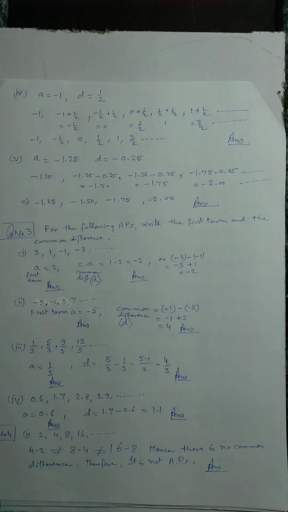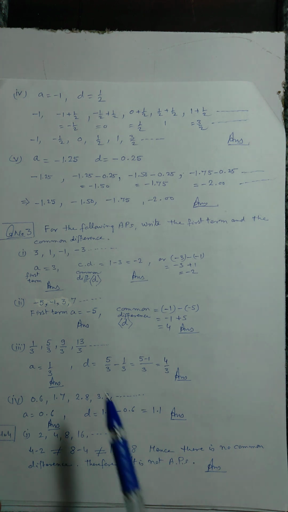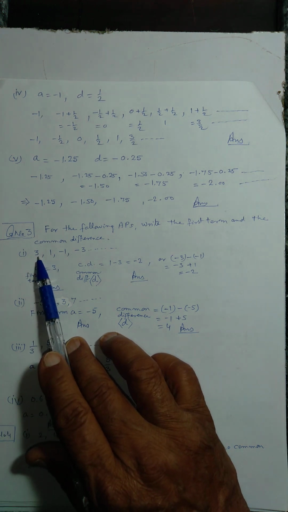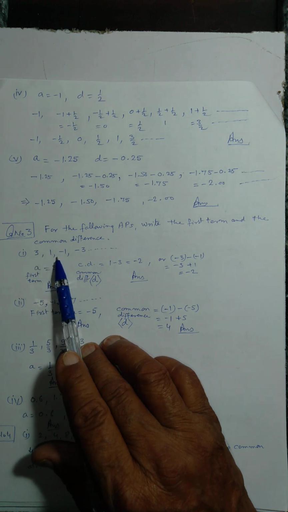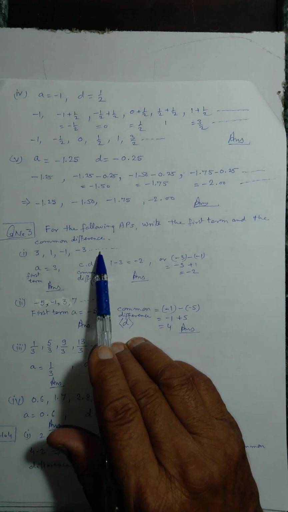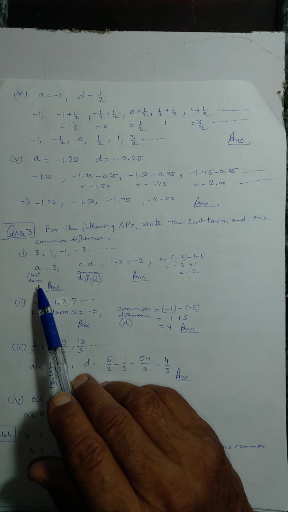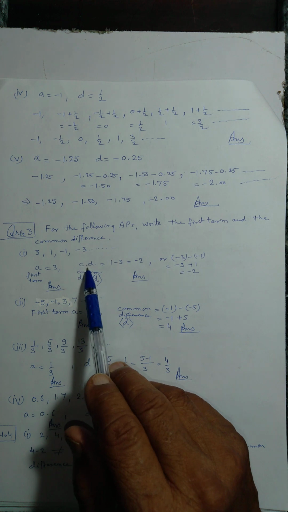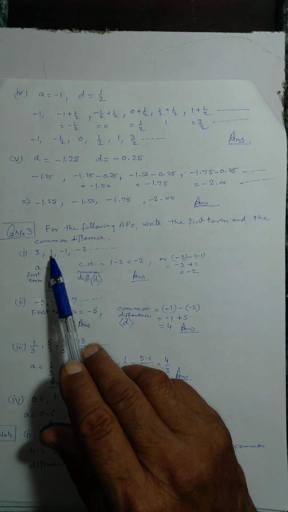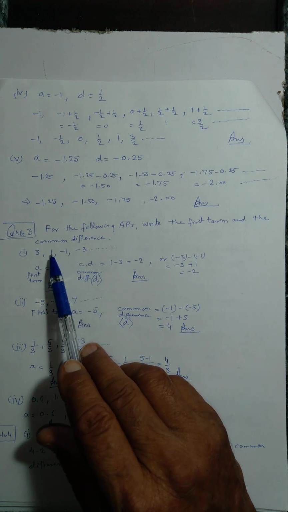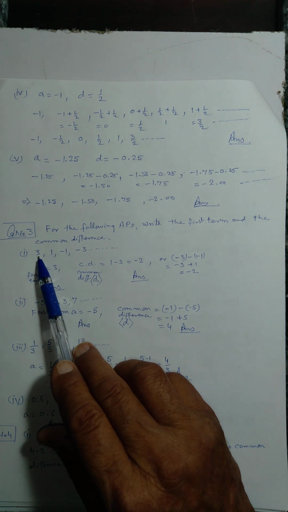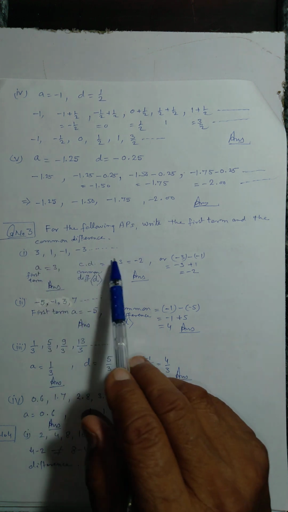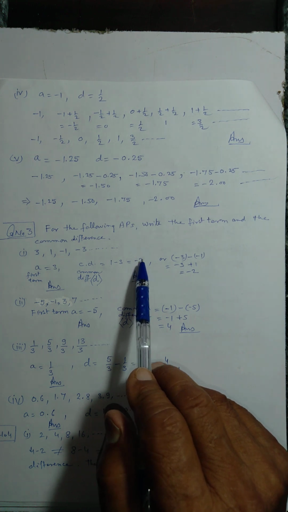For the following APs, write the first term and the common difference. You see, an arithmetic progression is given, that is 3, 1, minus 1, minus 3, and so on. We have to write the first term first, that is A is equal to 3. Here you see. To get the common difference, just 1 minus 3. You are getting minus 2 here.